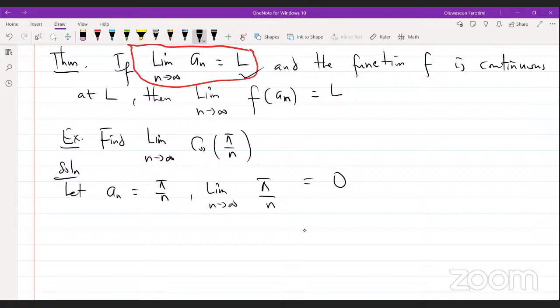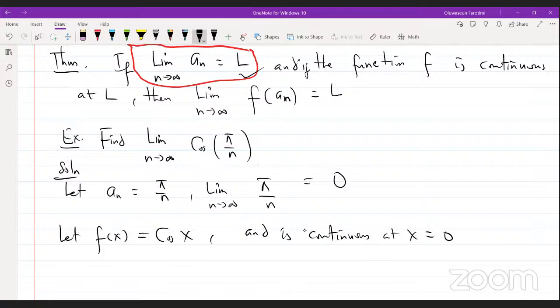Now, this first part of the theorem is ticked. Now it says, and if the function is continuous at L, now is cosine of pi over n continuous at 0? The answer is yes. Okay, so I'll just say let f of x be equal to cosine of x. So this guy is actually continuous at x equals 0. I mean, this is Calc 1, the idea of continuity.